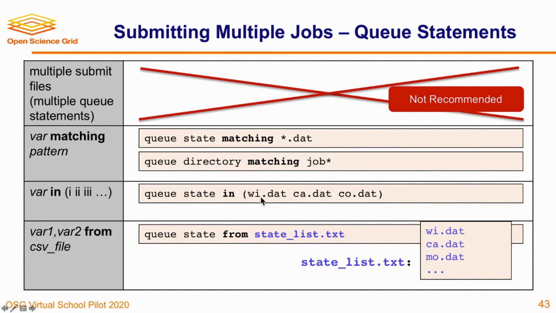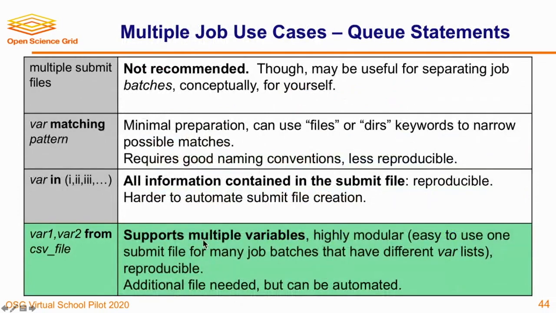You can put the list of various values into the submit file by saying queue variable in, and then providing those values in parentheses. Those can also be listed in subsequent lines of the submit file. The Condor manual talks about that. But the option that we recommend the most is this last one, queue a variable from a list, where you can provide the list of different values in a separate file. We recommend this for several reasons, so I'll work from the bottom here.